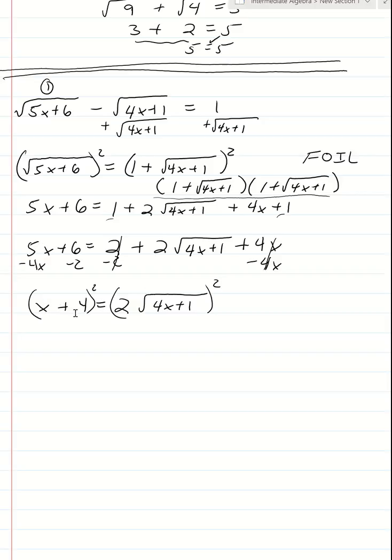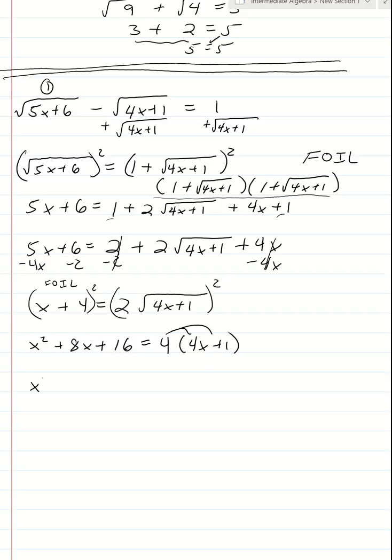When I square the x plus 4, once again, you're going to have to FOIL that. And if you FOIL x plus 4 when you square it, you're going to get an x squared plus 8x plus 16. And when you square the right side, you have to square the 2, which gives me a 4. And you also have to square the square root, which would give me a 4x plus 1. So now we have successfully eliminated that second radical. We still formed a quadratic. So now let's solve for the variable.